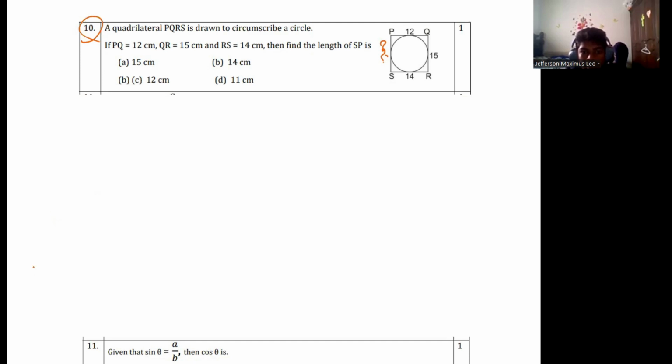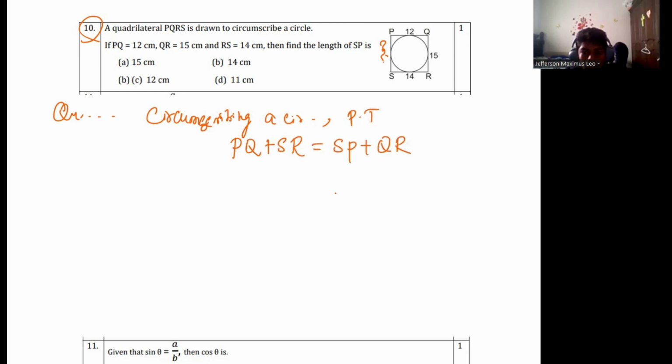A quadrilateral circumscribing a circle, then prove that PQ plus SR is equal to SP plus QR. In exercise 10.2, I think the sum is near 7 or 8.